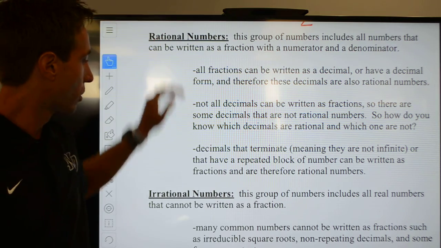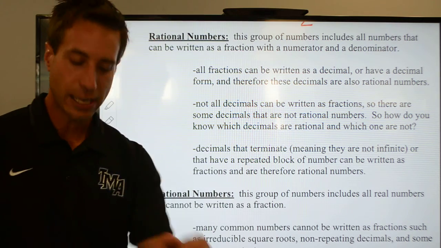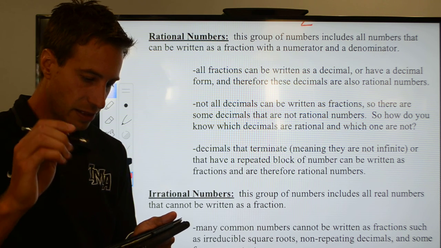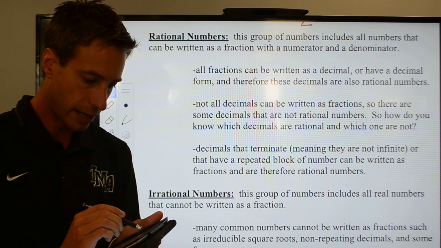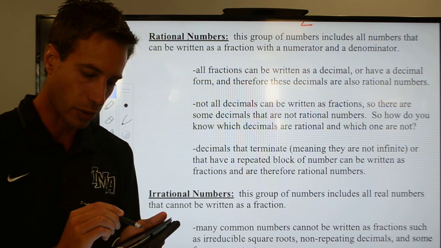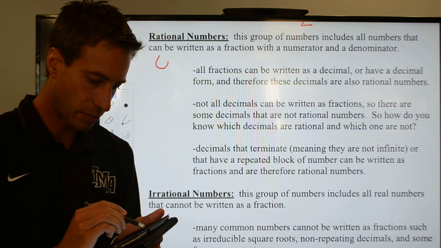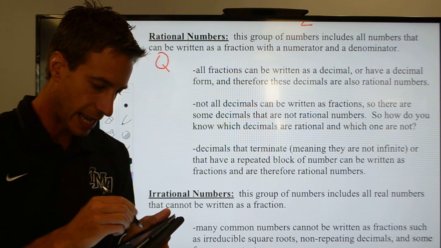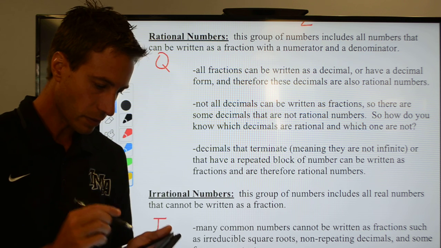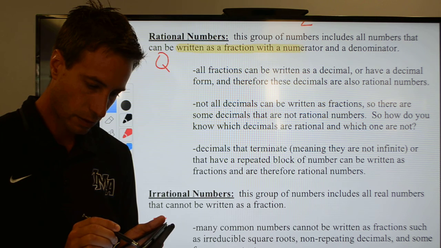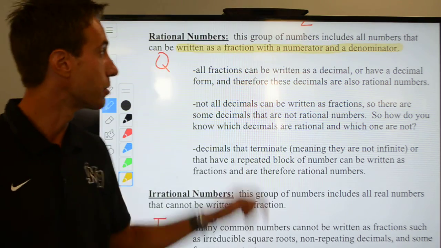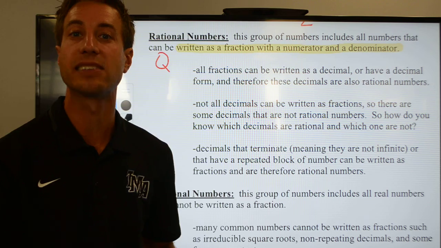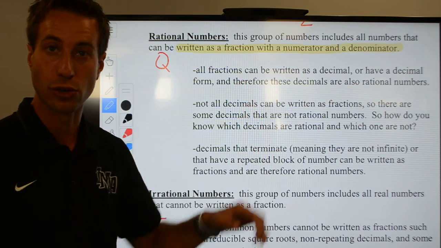Rational and irrational numbers. Here's the difference between these guys. First, let me give you the abbreviations. The rational numbers were given the abbreviation Q. I apologize. Irrational numbers were given the abbreviation I. And here's the difference. Rational numbers can be written as a fraction with a numerator and a denominator. Any number that you can write as a fraction is going to be a rational number.